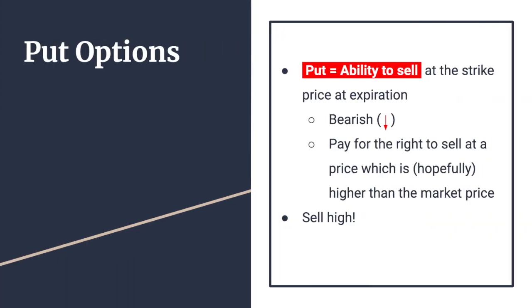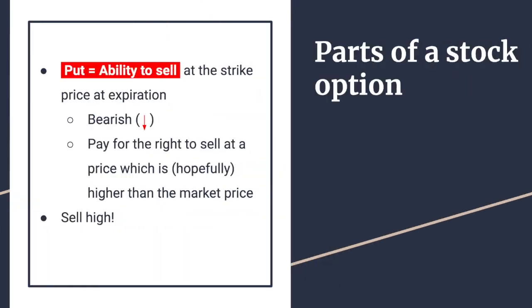On the other hand, you have put options, which is the ability to sell at a certain price on a certain date. This is bearish. You think the stock will be going down. You're paying for the right to sell at a price which is hopefully higher than the current market price. For example, you might pay for the right to sell at $255 a share when the market would only pay you $250 a share. So you could buy from the market at $250 and then turn right around, exercise the option, and sell that same share for $255. This is essentially allowing you to sell high.